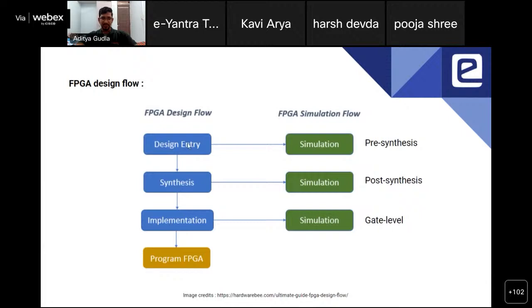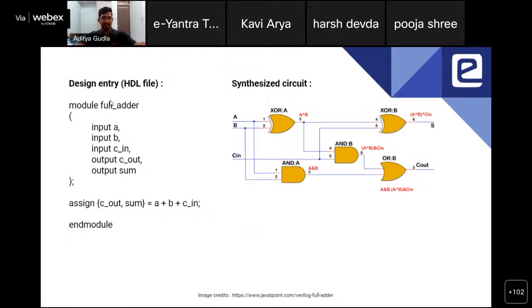Based on your code, a circuit will be synthesized. Here you can see my Verilog HDL code, and based on this code, I'm synthesizing a circuit. This code is for a full adder circuit. In a full adder we have inputs A, B, and Cin, and we have outputs sum and carry out.